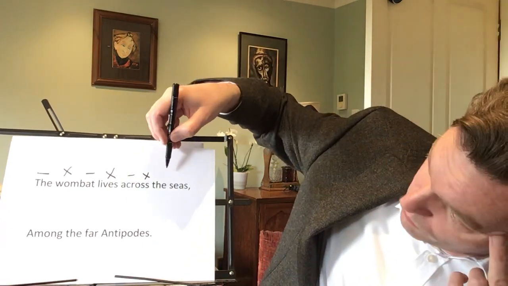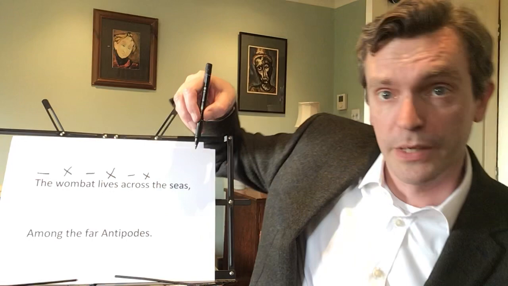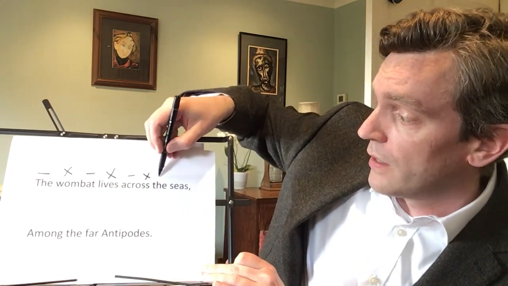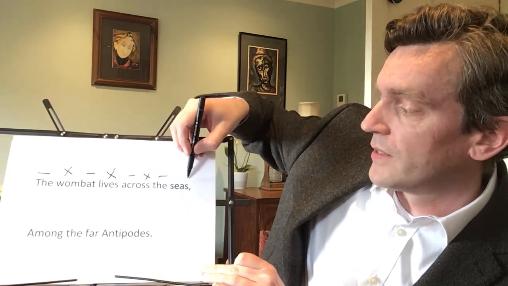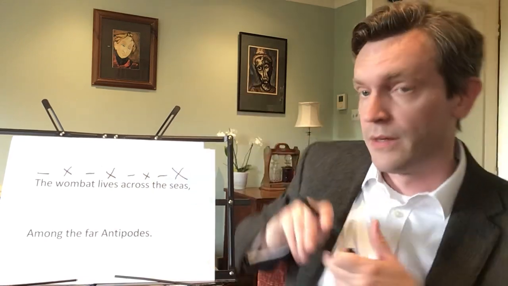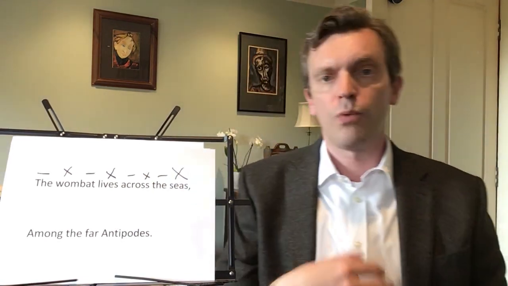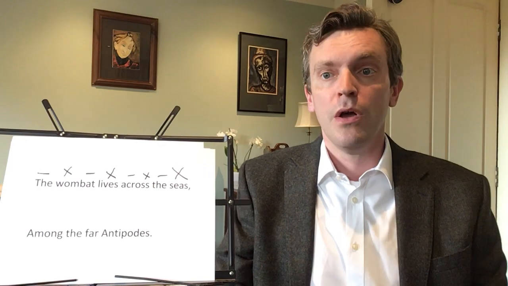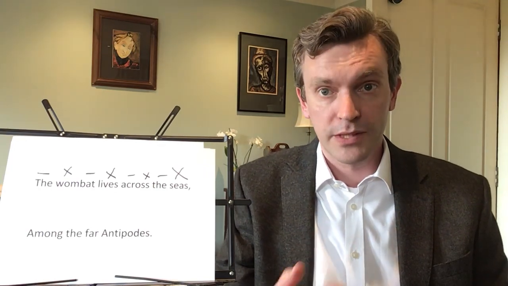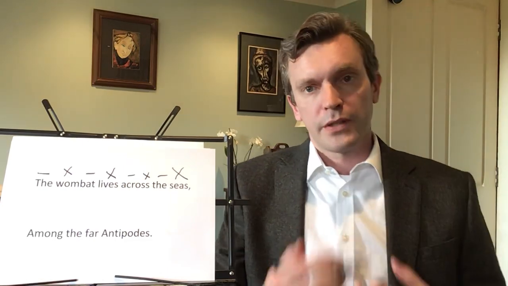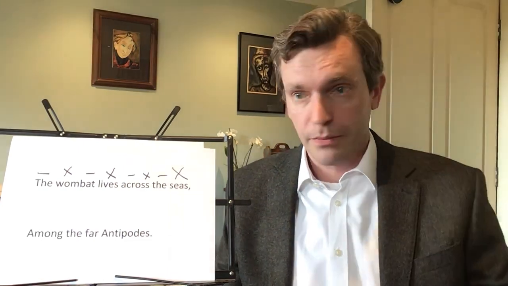And then again, the same rules apply here: the article is going to be unstressed because it's just a little article, and seas is a noun, so it gets a stress. And the result is, when you say that line quite naturally, you will say it as the wombat lives across the seas. Because this is what a poet does. They arrange the words in such a way that they form a natural rhythm.